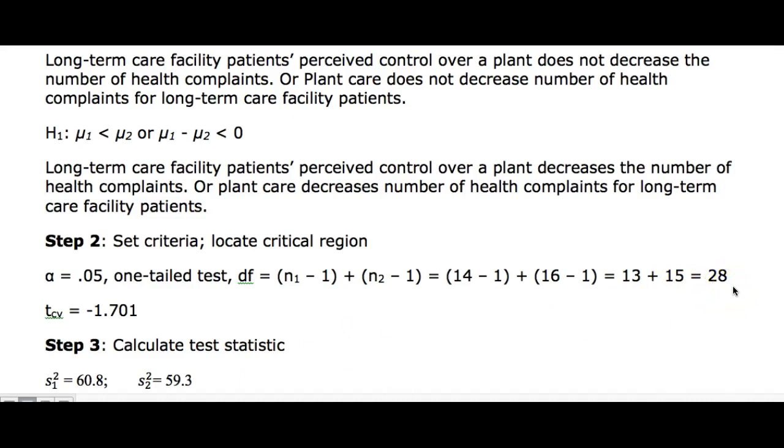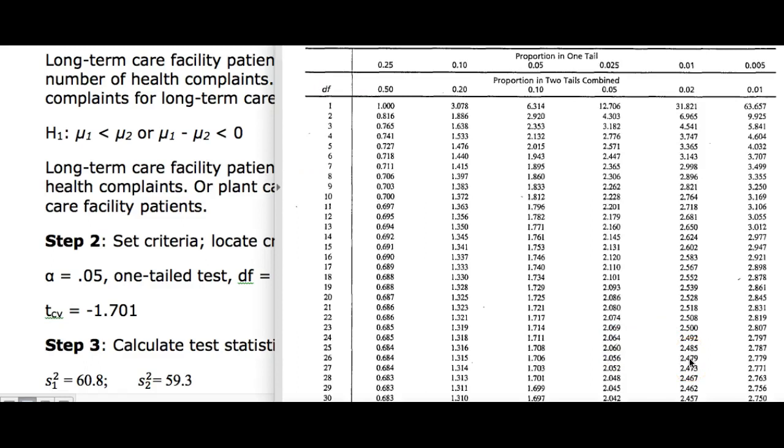We have to look up the t critical value table. And let me pull that up real quick. All right, so here is the t distribution table. I'm going to look for the proportion in one tail for alpha 0.05, which is right here, so this column. And I'm going to go all the way to the row where it says 28. So 28 is right here. There's 28.